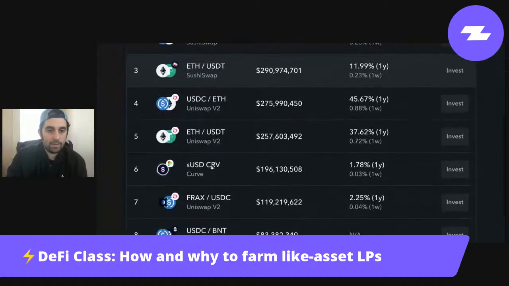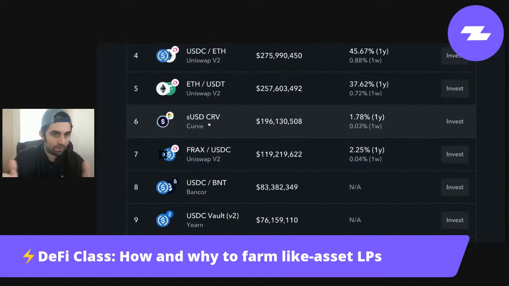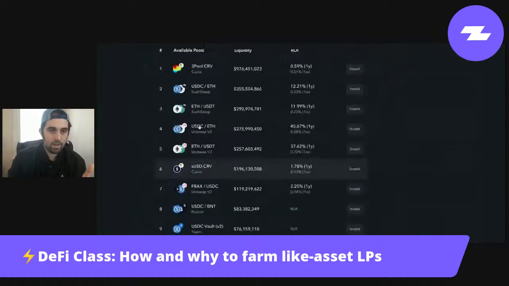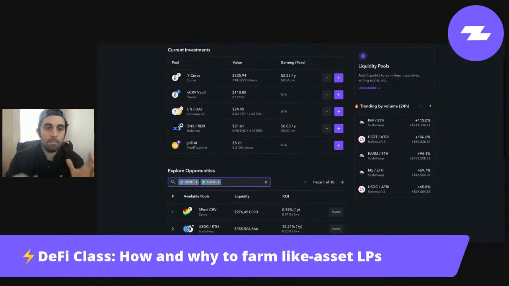But you can see, here's SUSD. That's another stable coin pool in Curve that I could be earning with. So lots to consider here. But the key is remaining exposed to multiple tokens that are all essentially equivalent in value.